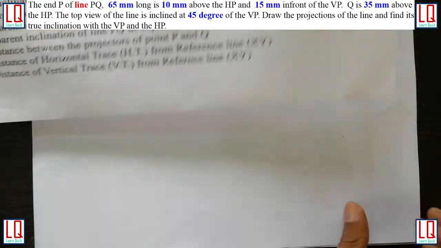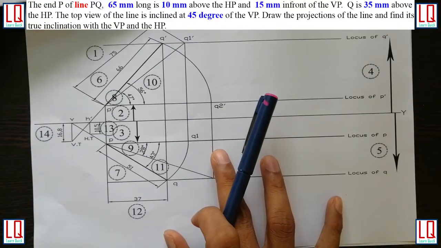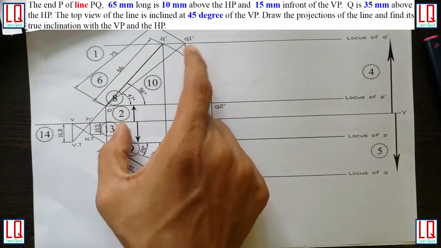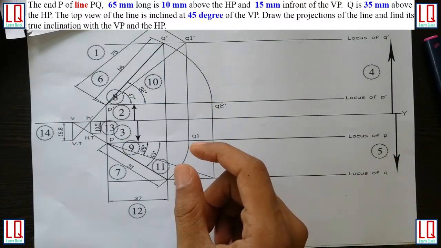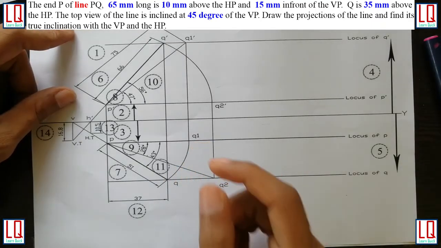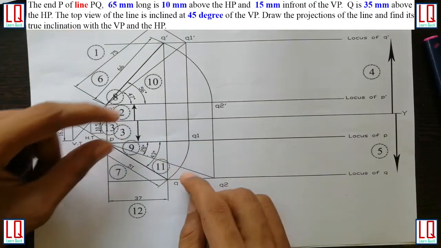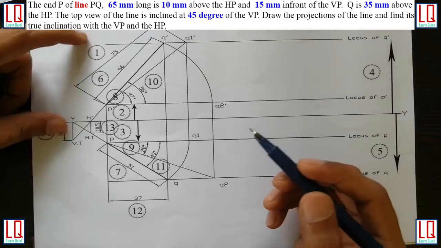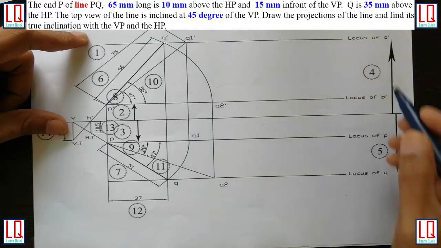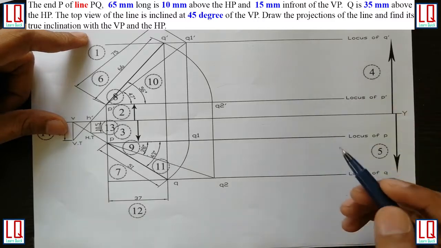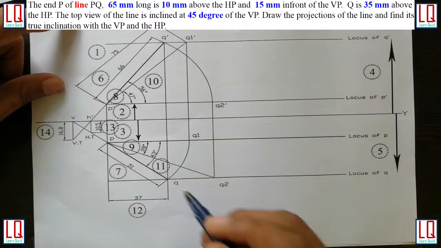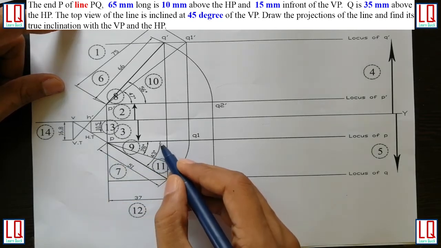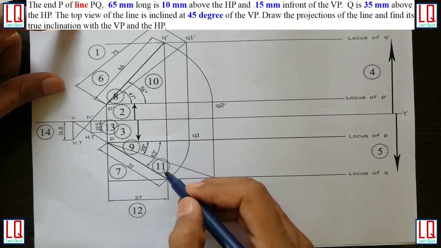If we compare with our template, what is the first data? The first data is the true length of the line, P dash Q1 dash, which is given in the question. The distance of point P above HP and in front of VP, data number 2 and 3, are also given. The distance of Q above HP, data number 4, is also given, and the apparent inclination of the line PQ in top view, data number 11, is also given.